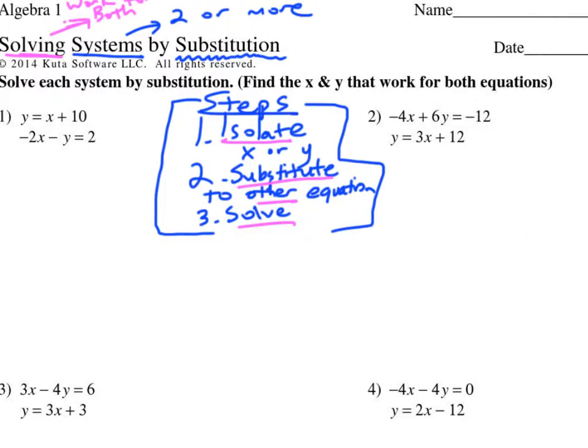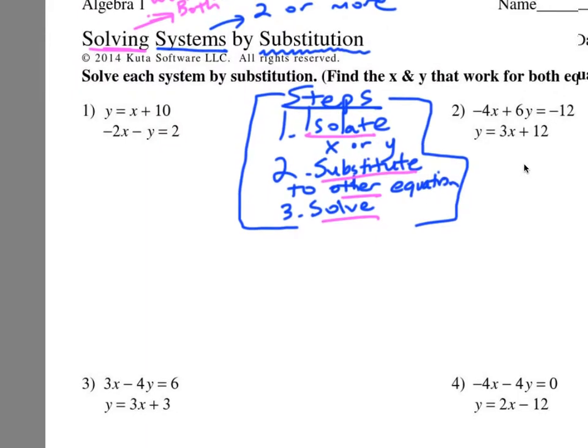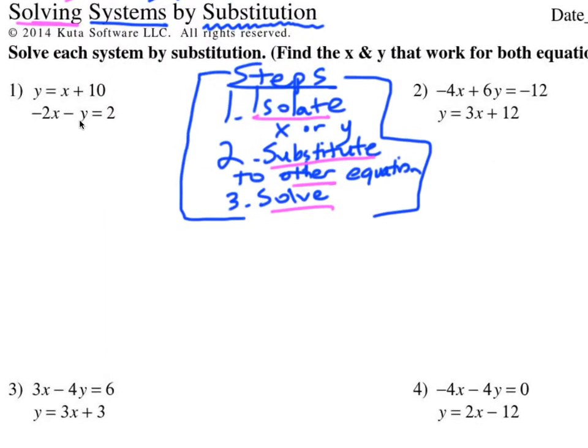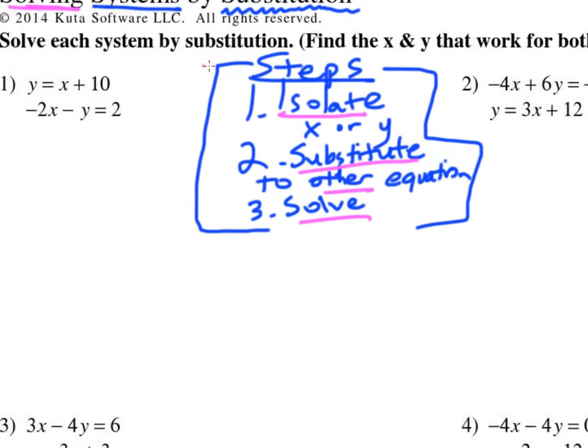So number 1, we're going to solve by substitution. And remember, we could solve this. I mean, look, this is y equals mx plus b. You could graph this. This is standard form. You could find the x and y intercepts, but we're trying this by substitution.